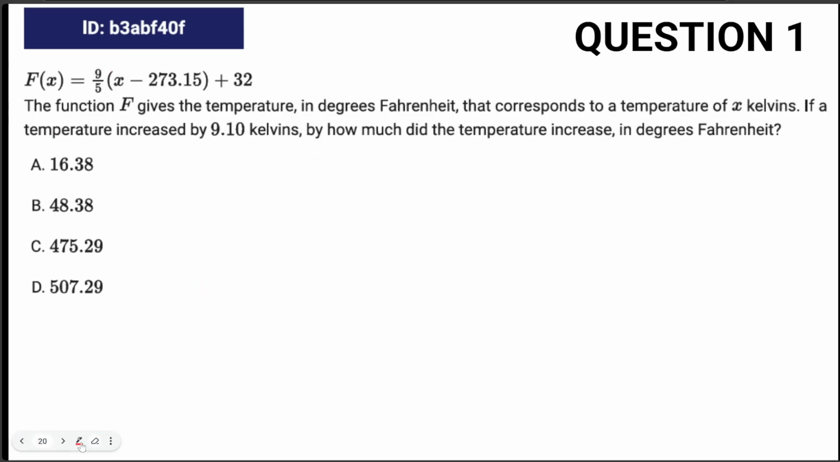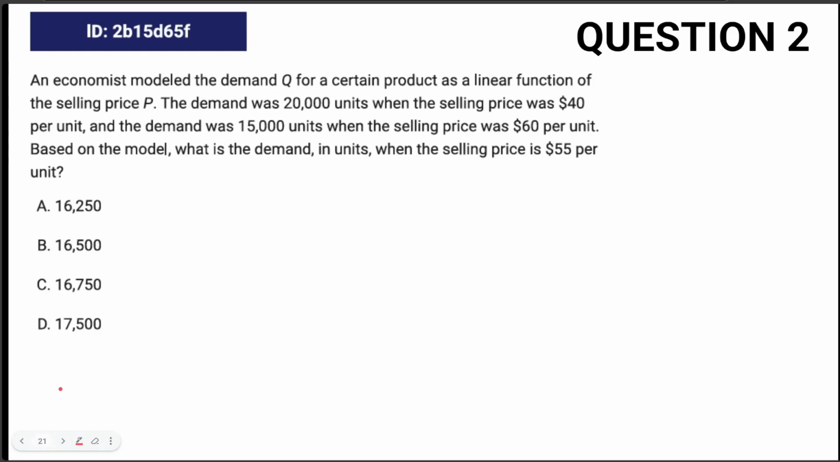Moving on to question 2. This is more of a word problem, a little bit more words. I'll give you a few seconds. 3, 2, 1. Okay, so there's a model for the demand Q for a certain product as a linear function, so it's a line, of the selling price P. The demand was 20,000 units when the selling price was 40. The demand was 15,000 when it was 60. And then what is the demand when it's 55?